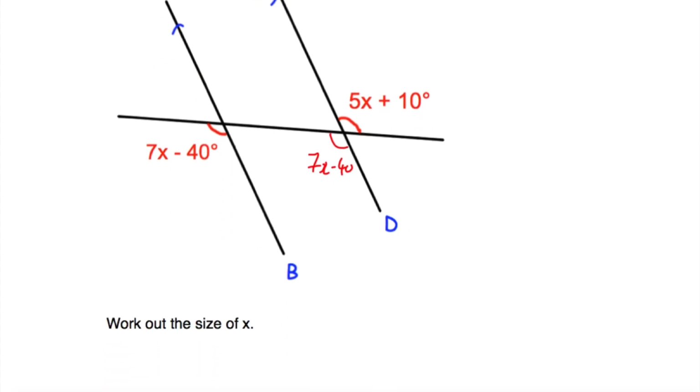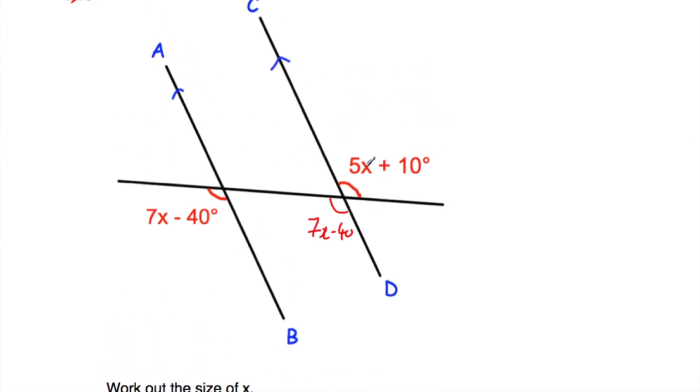Now in this question, we don't need to give any reasons. We just need to find the size of x. So that's fantastic that that angle is the same as that one because corresponding angles are equal to each other. Now we've got two straight lines. If we look at this line CD and this line that goes across, there we've got two straight lines across each other, so the vertically opposite angles are equal to each other. So that means we can write 7x minus 40 equals 5x plus 10. So let's do that. 7x minus 40 equals 5x plus 10.